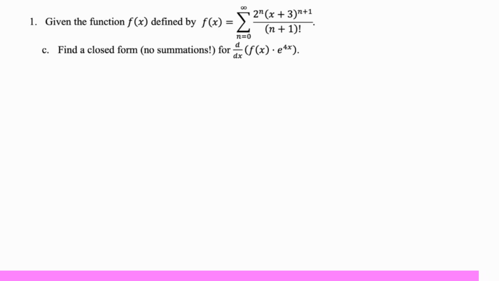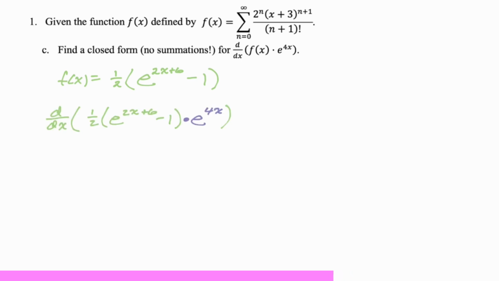We want to find a closed form, which means no summations involved, for the derivative of f of x times e to the 4x. We already figured out f of x. I don't know if when I was originally writing these, I thought you were somehow going to get to this without doing that. Who knows? F of x we found was this. So we're really just finding the derivative of this.